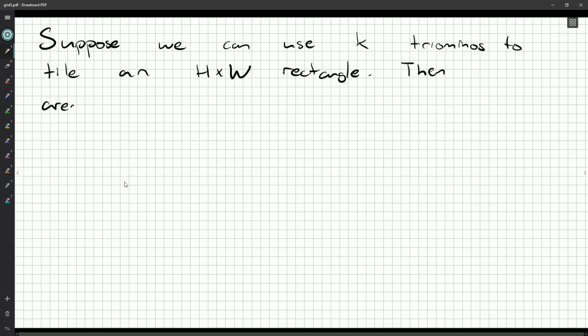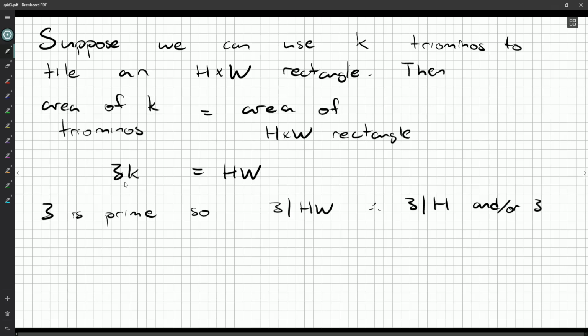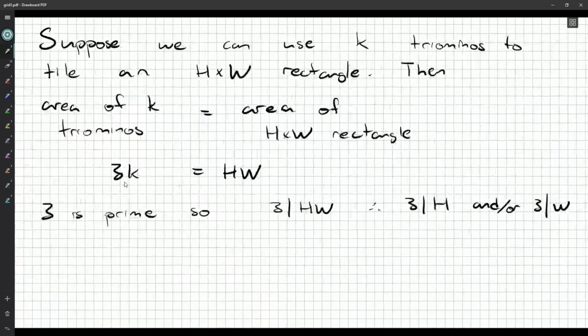Then the area of K triominoes, by their definition, has to be equal to the area of the H by W rectangle. So 3 squares for each triomino, so 3K is H times W. 3 is a prime. So 3 divides HW, and therefore 3 divides H, and/or 3 divides W. Now that was fine in B part because we had 6 by something, so we already had that multiple of 3. Now, do we need to necessarily have a multiple of 2?